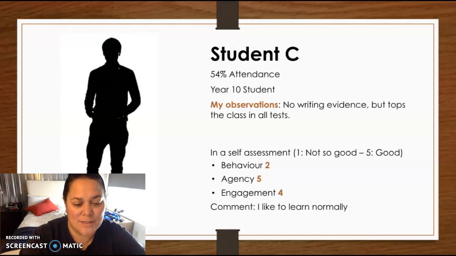Student C has an average attendance of 54%, but he's very quick at catching up. So he doesn't miss classes, but he's very quick at catching up. He has a great memory, he can recall information, and I would say he's one of my highest achieving learners in my class. Interestingly, he saw his behaviour as a level 2, whereas I would have put him at a level 4. I didn't think his behaviour was that bad at all compared to the rest of my class.